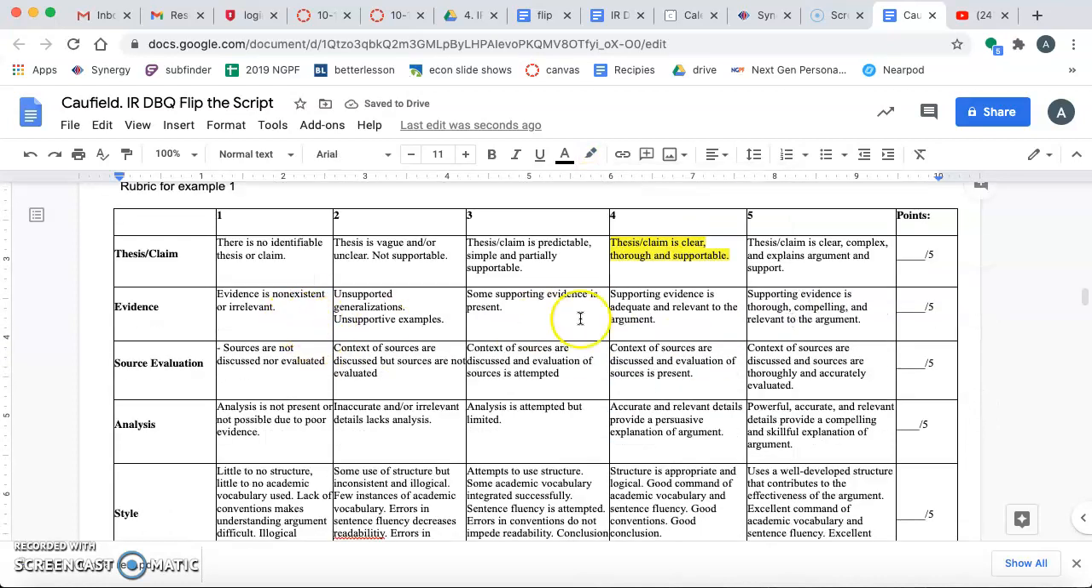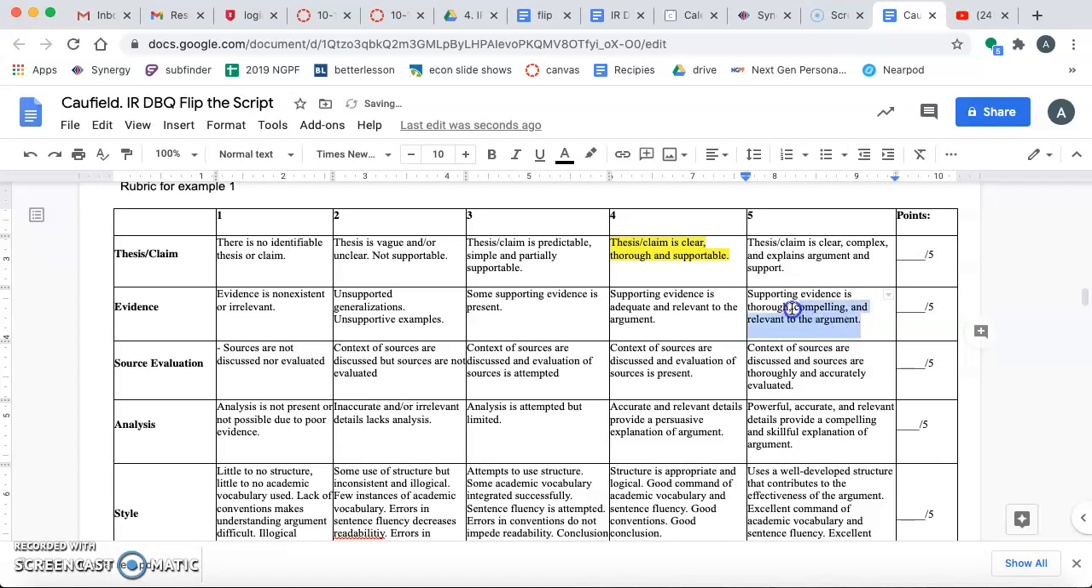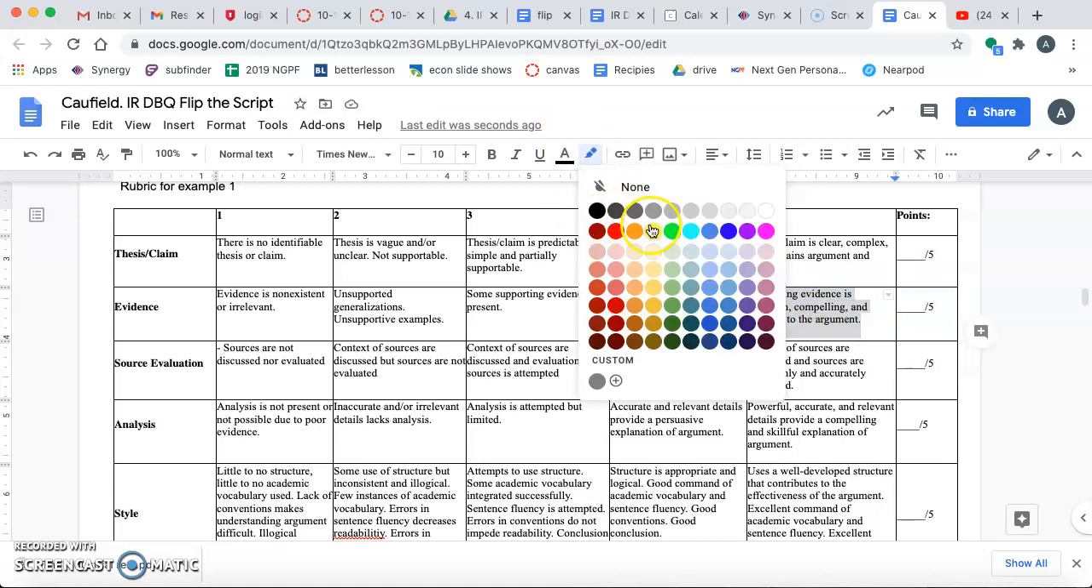Evidence. For the evidence, I actually gave them a 5 because both of their pieces of evidence do a good job at explaining and supporting the 2 reasons that they laid out in their claim.